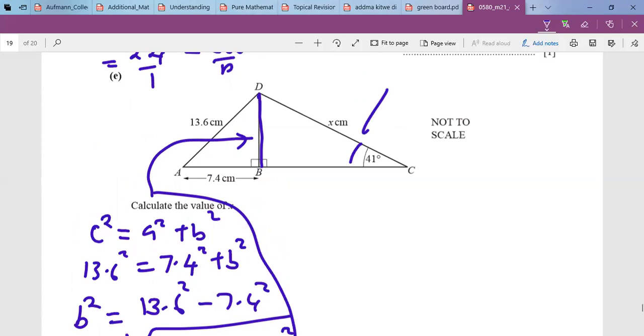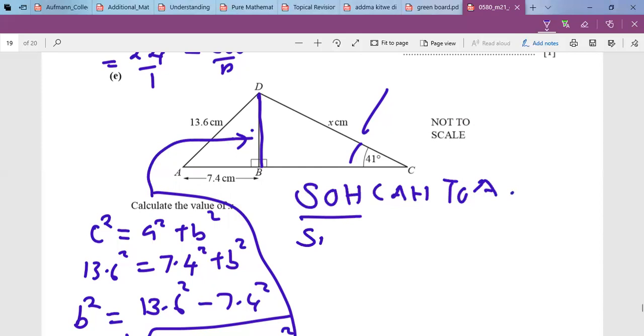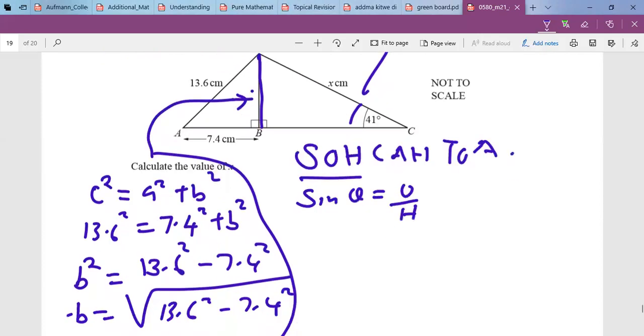Now, to find x, you have this opposite side to this angle, so we can utilize SOHCAHTOA. I have an angle and the opposite side, and I want the hypotenuse. So you can use sine: sine theta is equal to opposite over hypotenuse. In this case, our theta is 41. So sine 41 degrees is equal to opposite, which is the side that we have found, 11.41052145, divided by the hypotenuse, x.